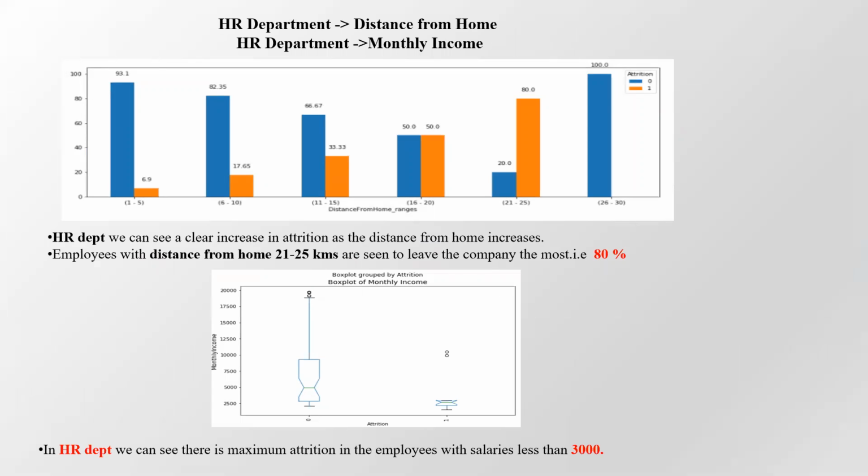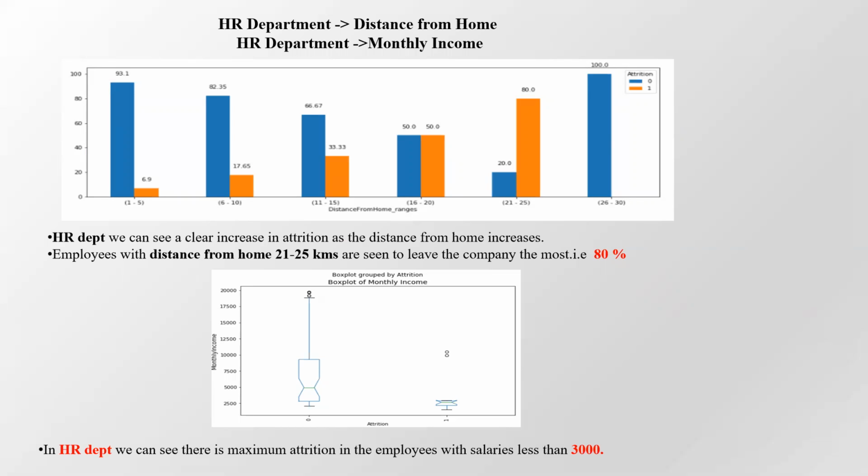Yeah. So next, we move on to the HR department. In the HR department, we checked the attrition rate against the variable distance from home, and we saw that the employees who had a distance from home in the range of 16 to 25 were leaving the company the most. As you can see, 16 to 20 has a 50% attrition rate, and 21 to 25 has an 80% attrition rate. So most of the employees who left the company were within this distance from home range, 16 to 25.